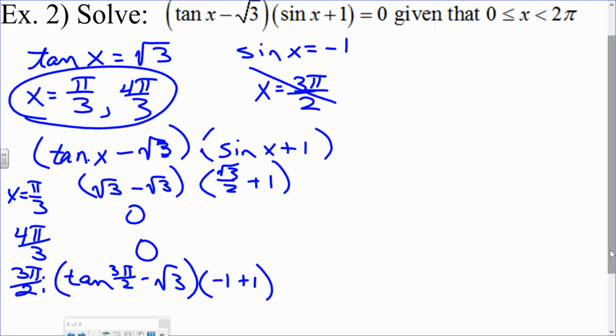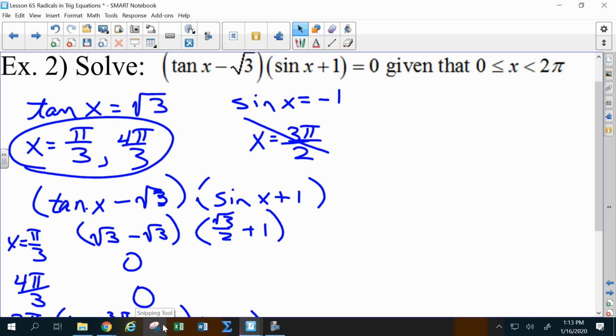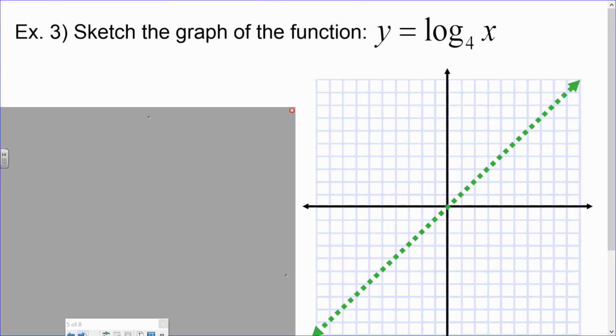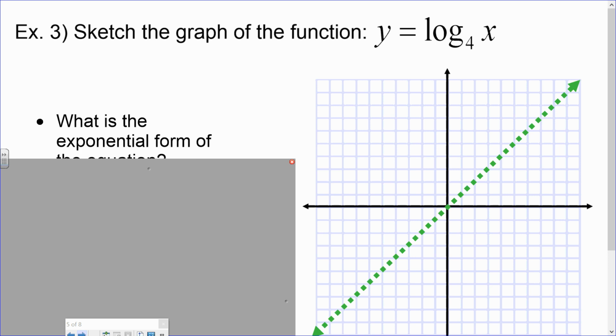Questions? All right, let's talk about our graphs of log functions next. So if we want to graph y equals log base 4 of x, y equals log base 2 of x, y equals log base 7 of x, you're going to start seeing a bunch of these in your problem sets. First thing that we want to do is to change y equals log base 4 of x to its exponential form. So exponentiate both sides, and what do we have?